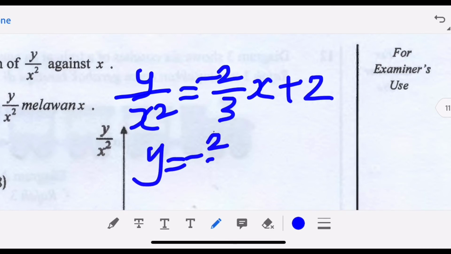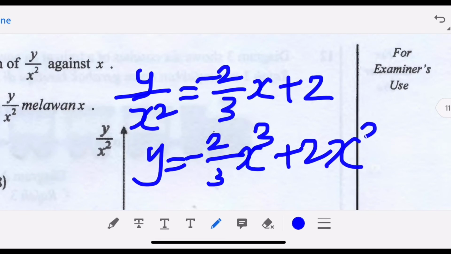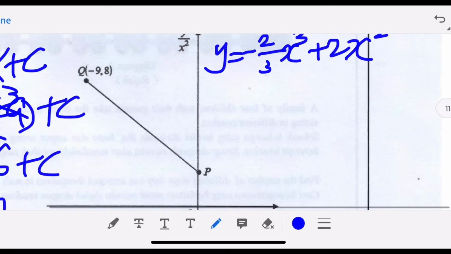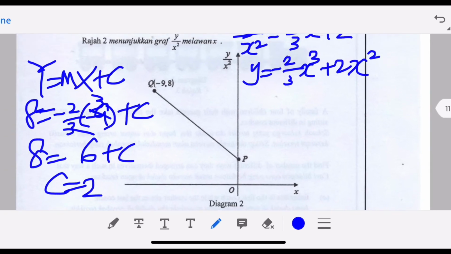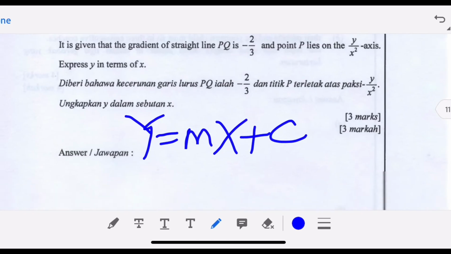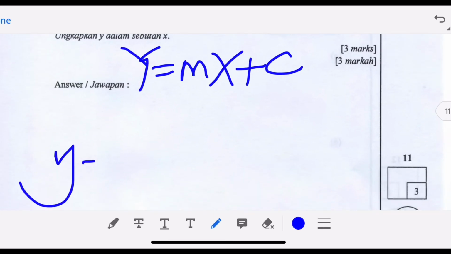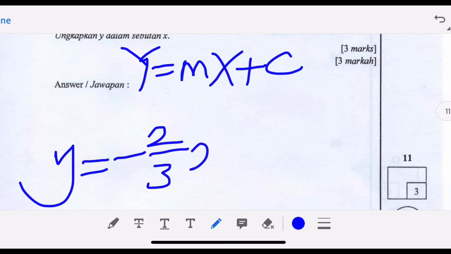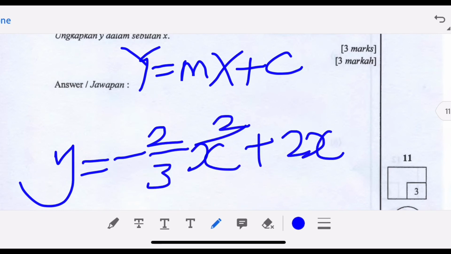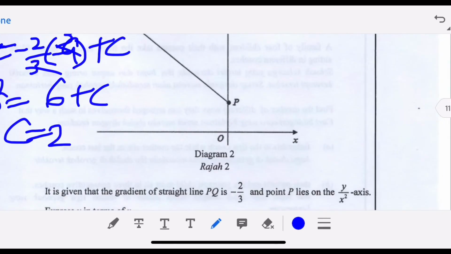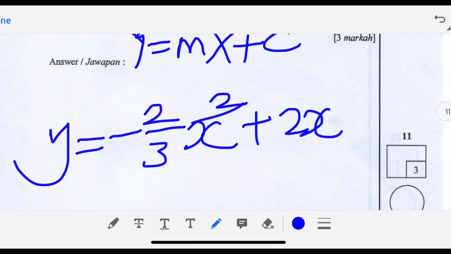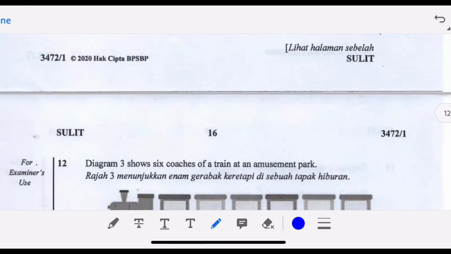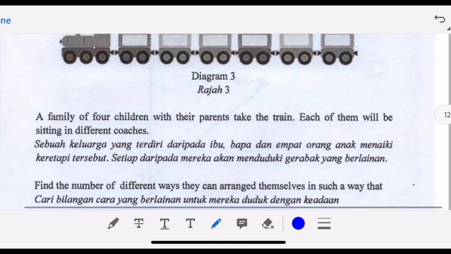But the question doesn't want y over x squared as the subject, they want small y, so I have to multiply the x squared to the right hand side. So this is my answer: y equals -2 over 3 x squared times x, which gives -2 over 3 x cubed plus 2x squared, which is the non-linear equation.